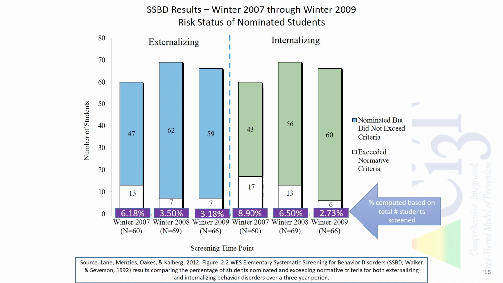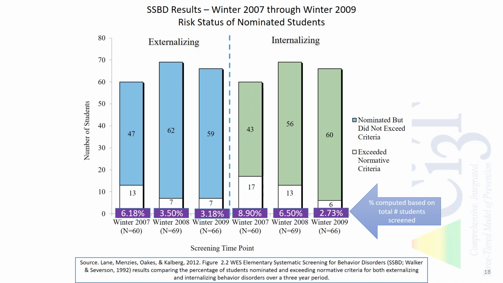Now you look at the next winter time point, so it's a year later. So remember, your kindergarten kids have moved up to 1st grade, your 5th graders have gone on to middle school. And now that school grew, so their enrollment increased. So now the number of kids screened that passed through that first gate increased to 69, because there was an extra teacher added. And of those 69 students that passed through the first gate, there were 7 that exceeded normative criteria, which leaves us with 3.5% of the entire student body as having more than average externalizing behavior. And that stayed pretty stable that next year.